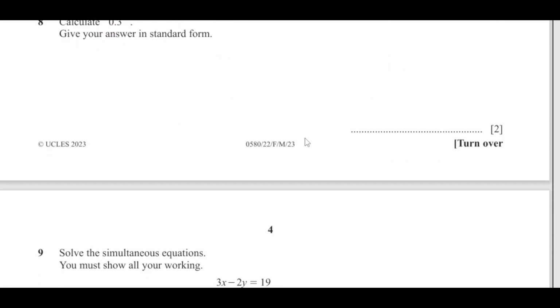Now, calculate 0.3 squared, give your answer in standard form. So, 0.3 squared means 0.3 and 0.3, it is multiplied twice. So, 3 times 3 is 9, and with 2 decimal places, we need to put the decimal here. Then this will be written in standard form as 9 times 10 raised to power minus 2, right.